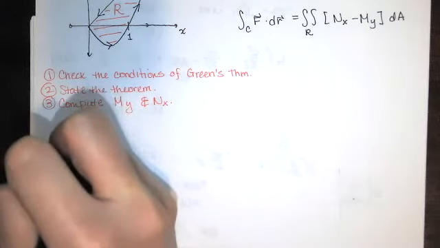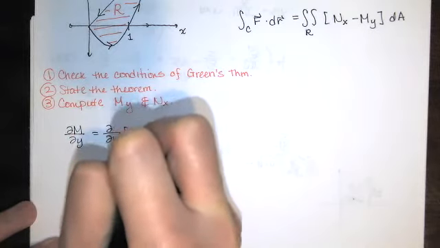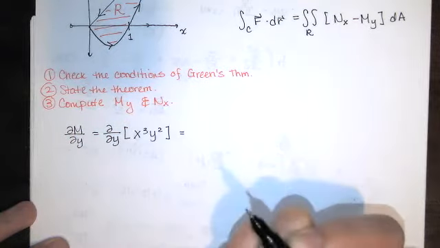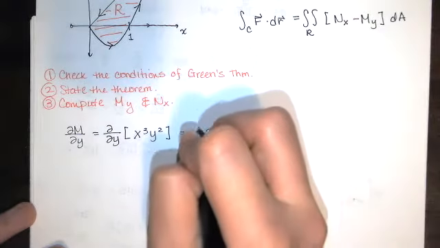So we want the partial of m with respect to y. X cubed is constant with respect to y. The derivative of y squared with respect to y is 2y.